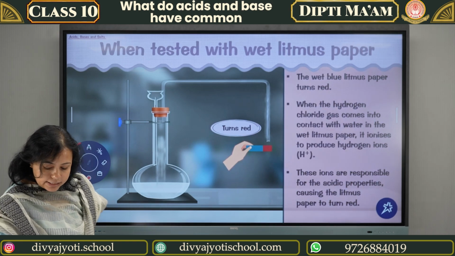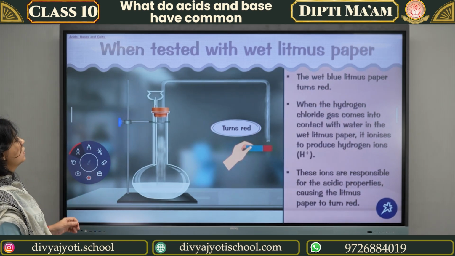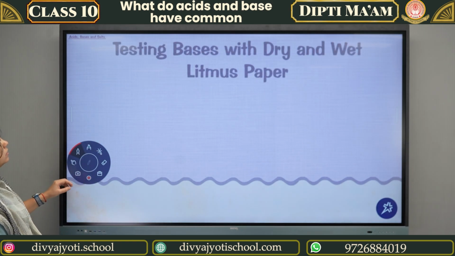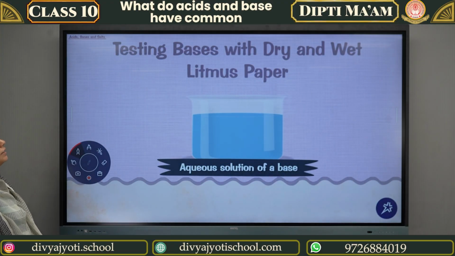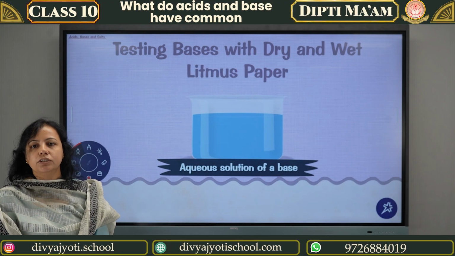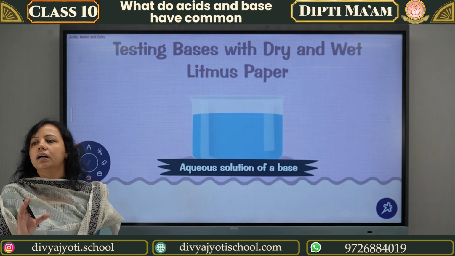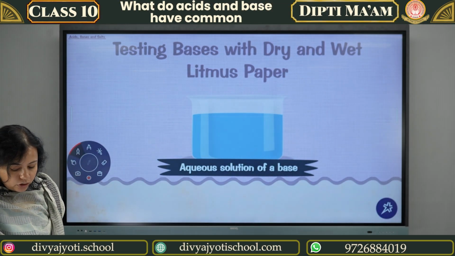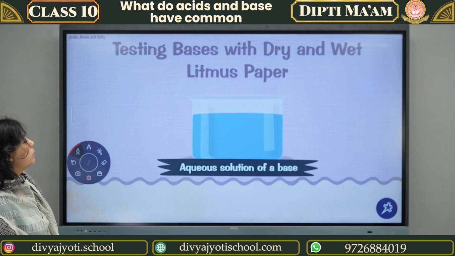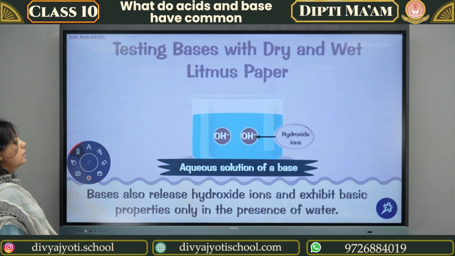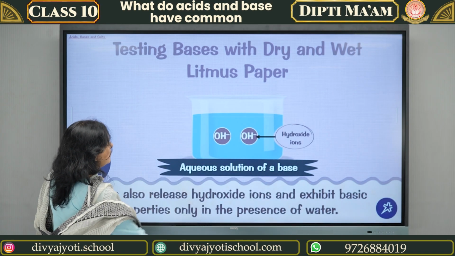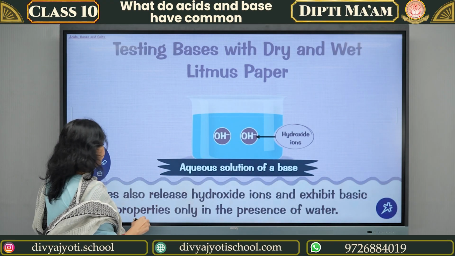Okay, now the next thing is known as testing a base with dry and wet litmus paper. This activity is related to the acidic solution, in which you can show whether the litmus color changes or not. Instead of the acid, suppose I take a base, for example NaOH, sodium hydroxide.